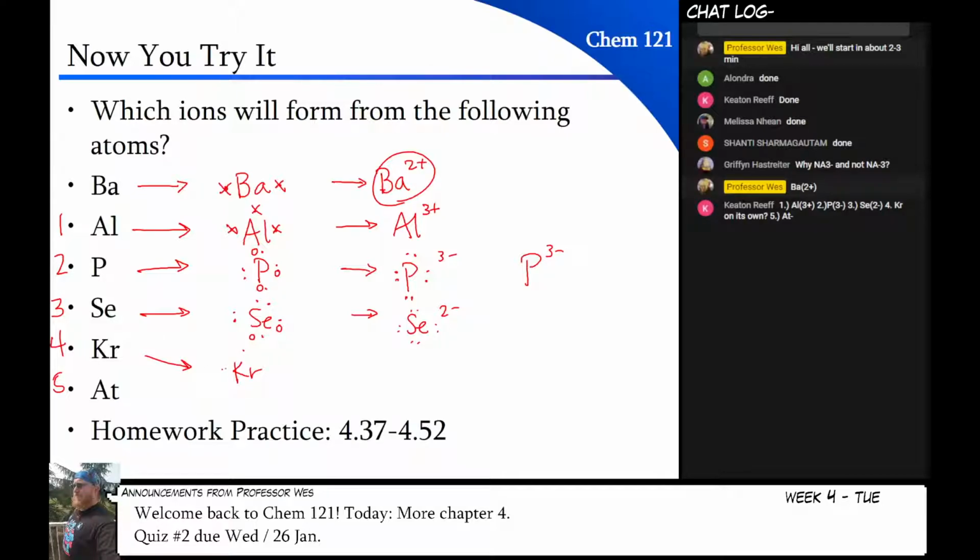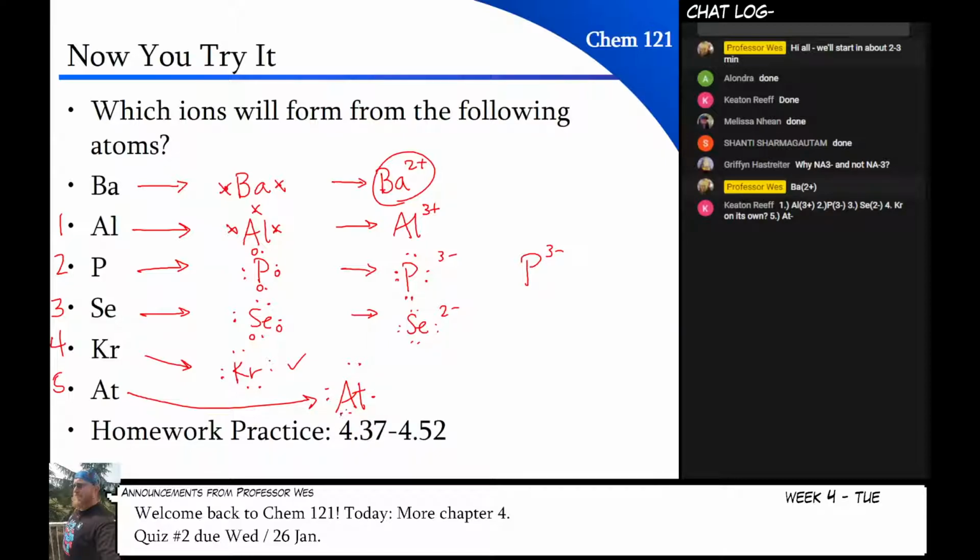Krypton has 8 valence electrons because it's already in group 18. You don't have to do anything to it. So it just sort of exists on its own. So the ion that forms for krypton is no ion. It just stays krypton. Surprise!